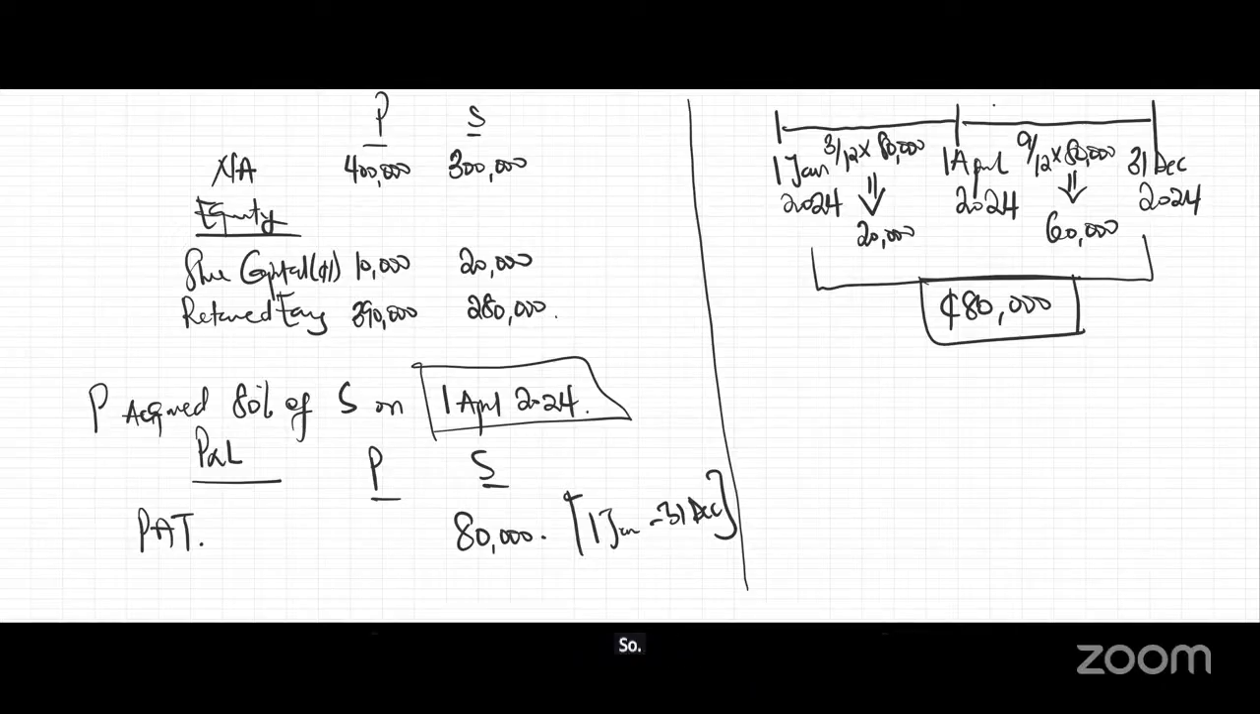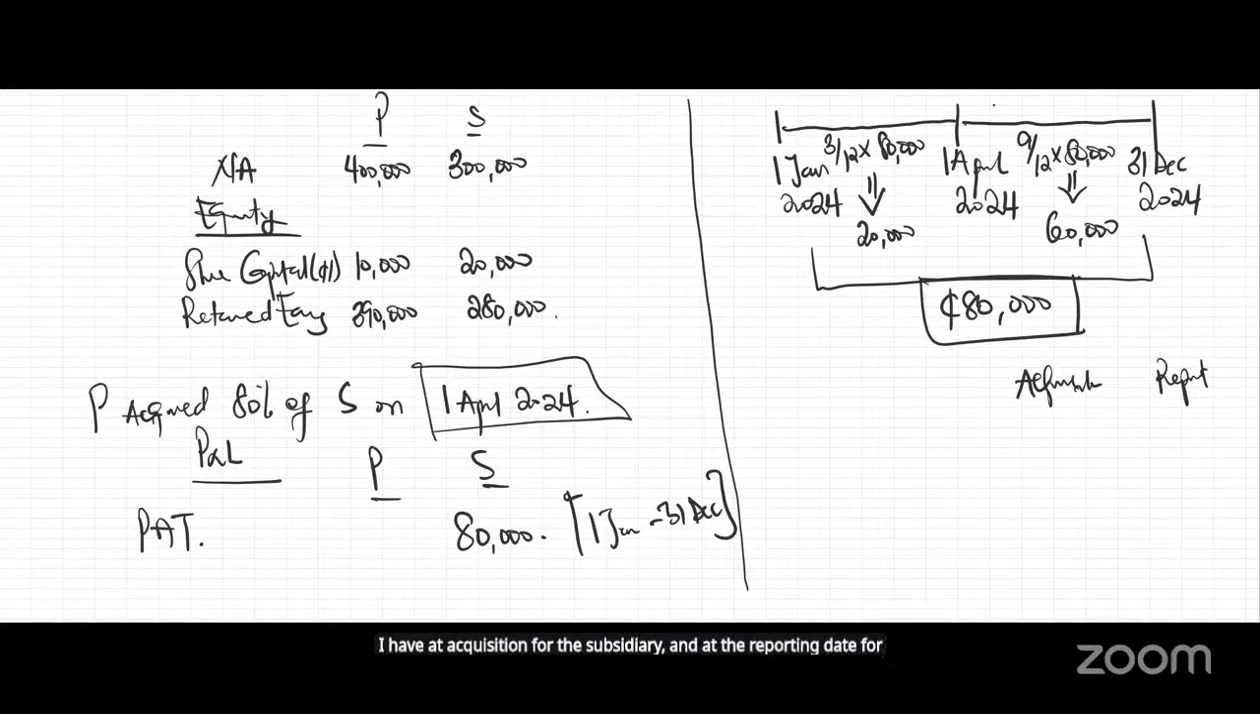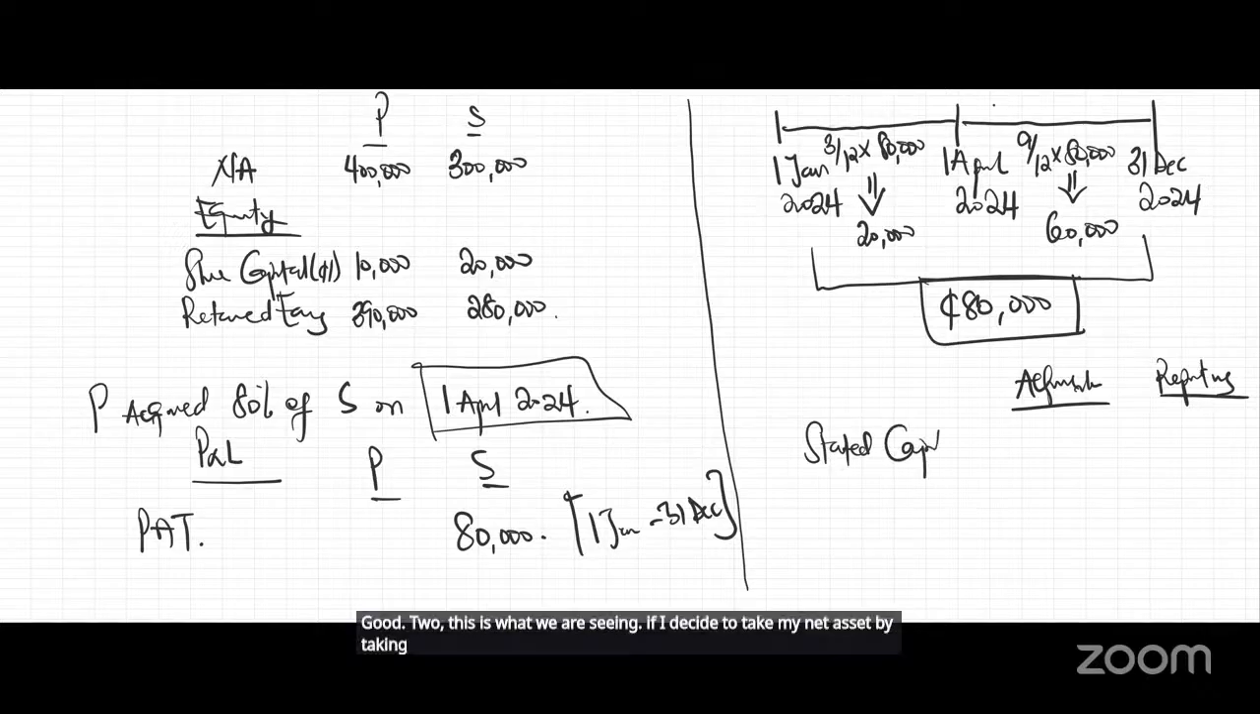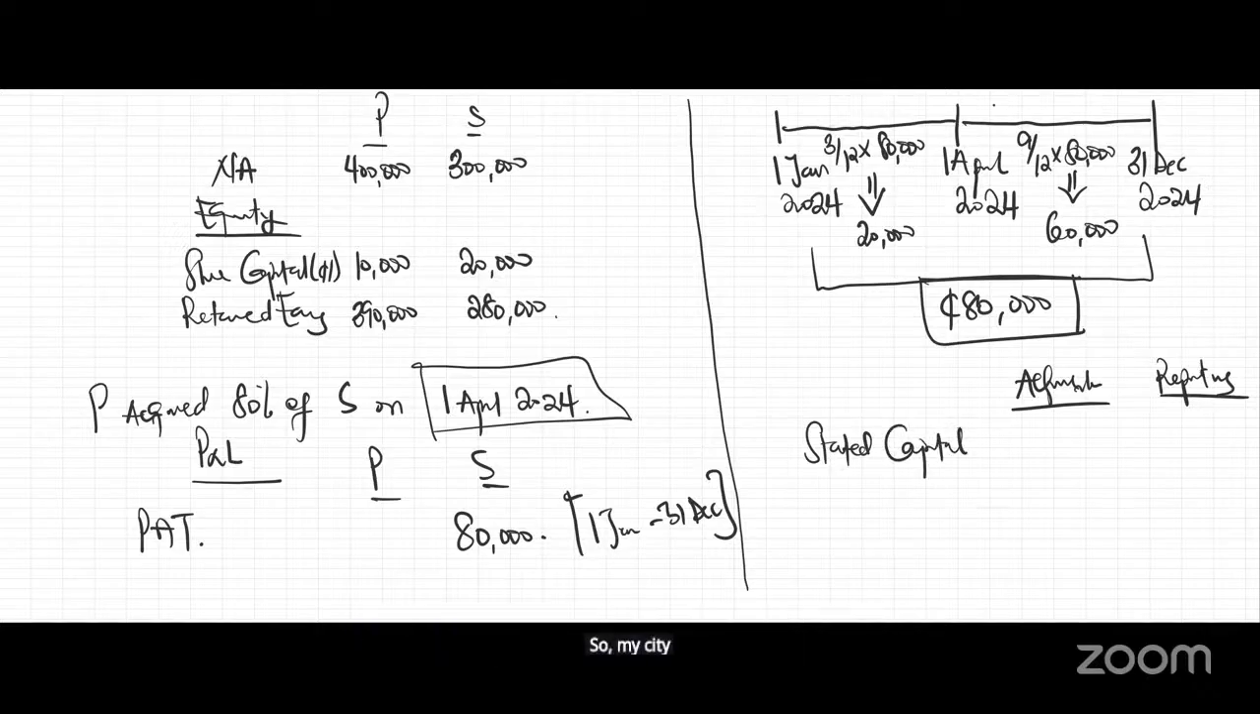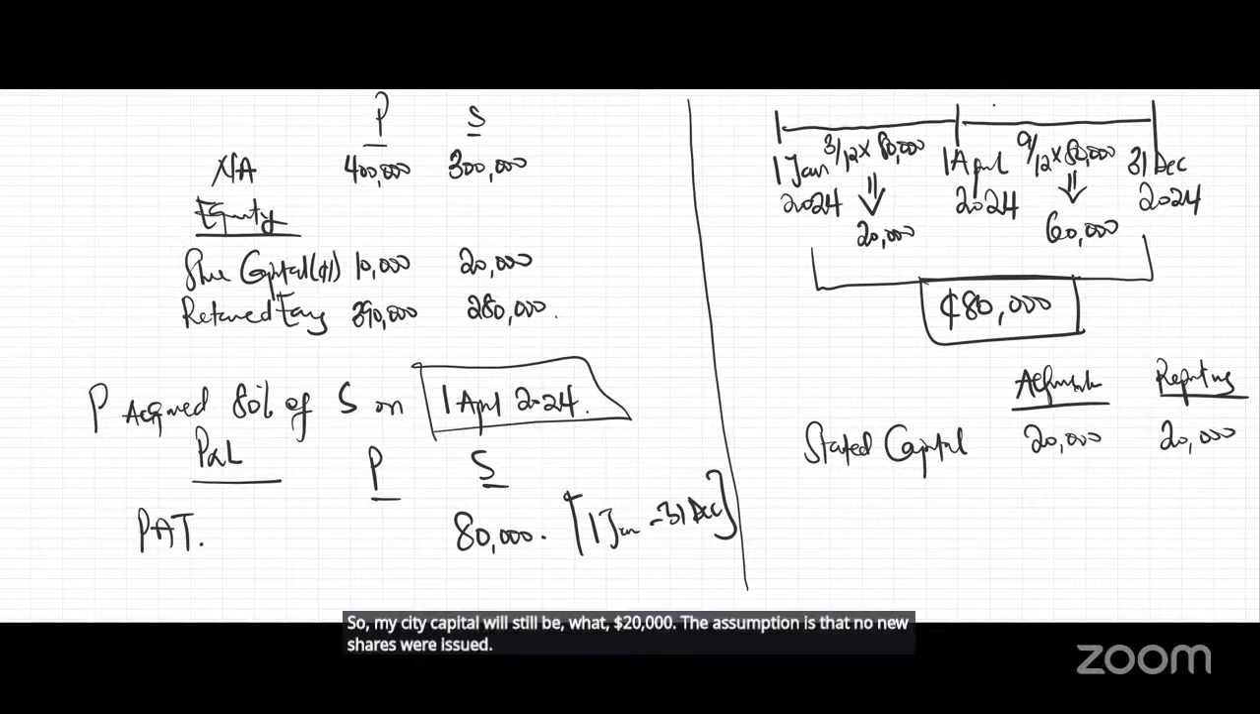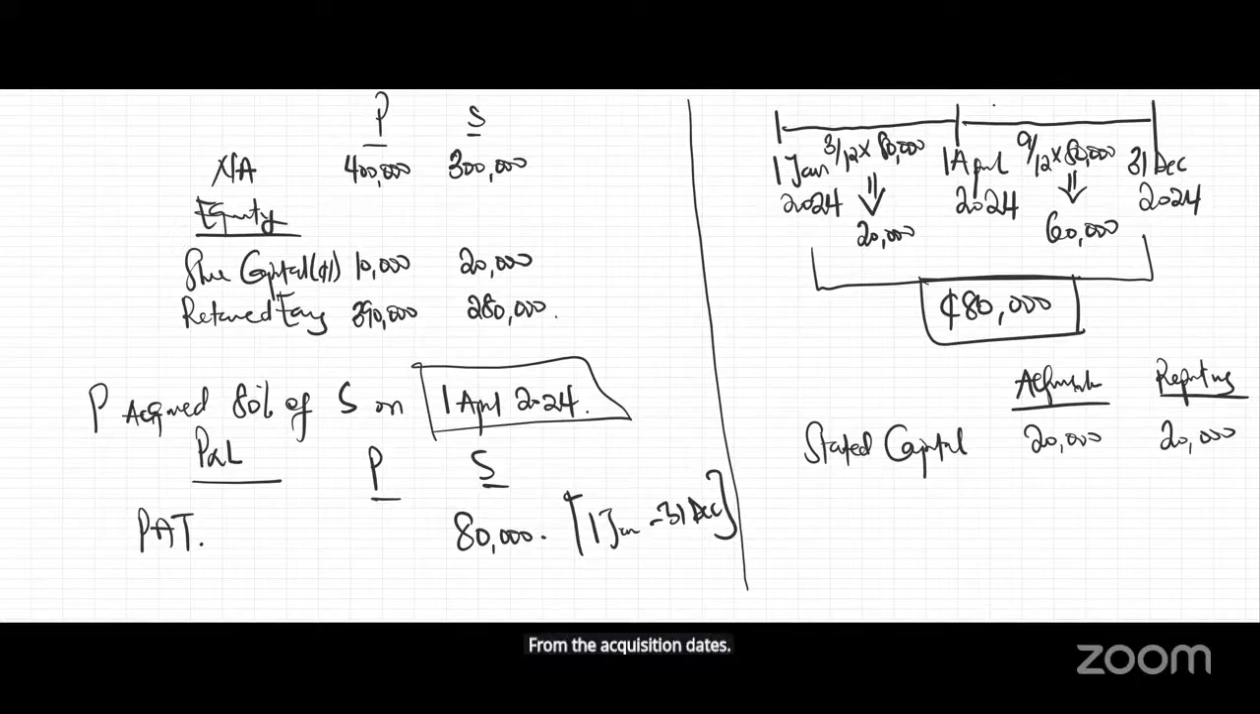So if I'm preparing my retained earnings account, that's the net assets I have at acquisition for the subsidiary and at the reporting date for the subsidiary, right? Good. So this is what we are saying. If I decide to take my net assets by taking my stated capital, my stated capital will still be 20,000. The assumption is that no new shares were issued from the acquisition date. It's even the same year. Please, some people's background and the fidgeting, the fan, and those things, they are disturbing. So stated capital, then retained earnings.